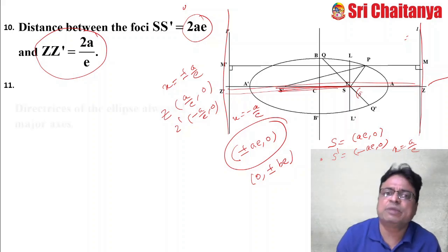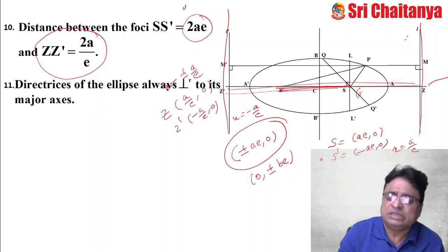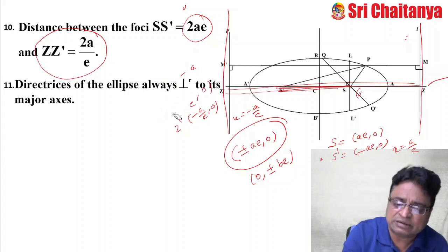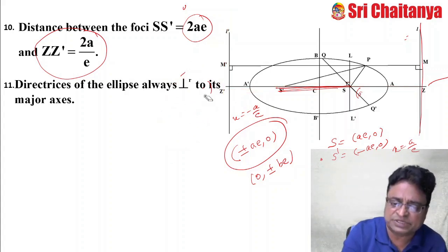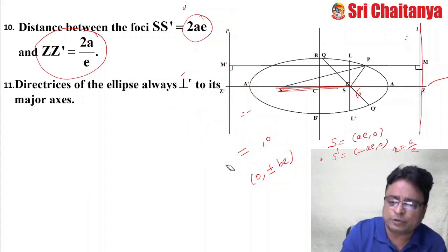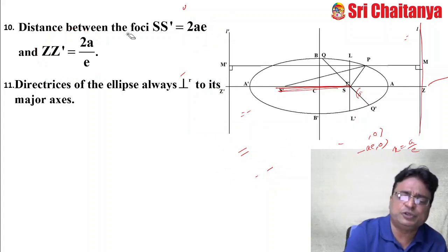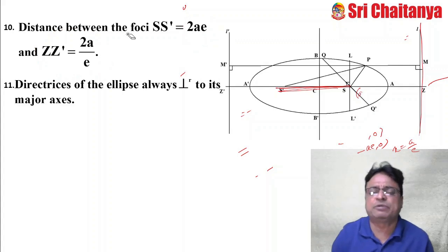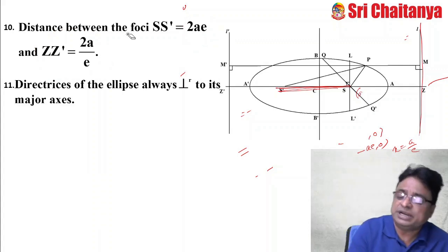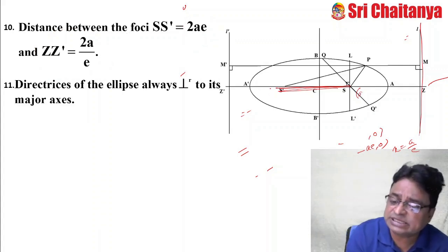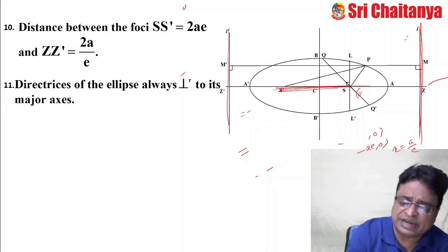Okay, my friends, now coming to the 11th point: directrices. Try to understand that the directrices of the ellipse are always perpendicular to its major axis. This is one of the standard points, and you can imagine very beautiful questions based on this information. These are the directrices. This is one directrix and this is another directrix.